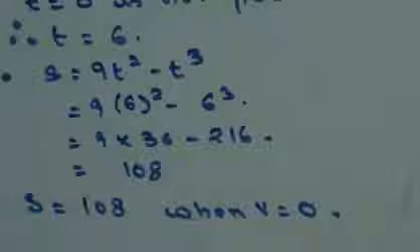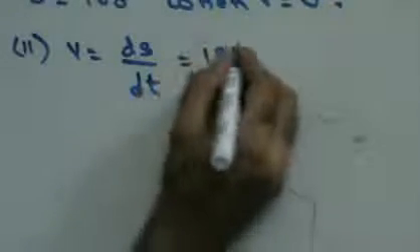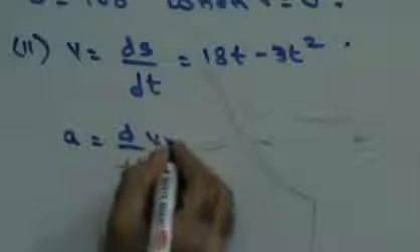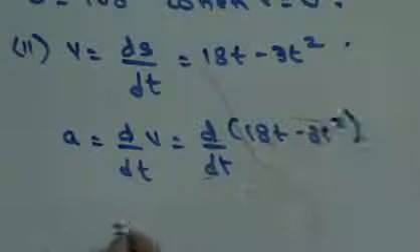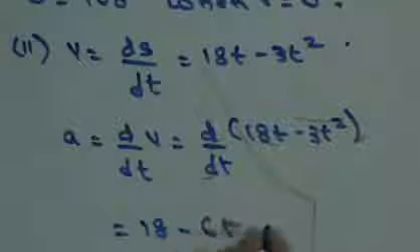Right? Once you have this, the next part of the question is find the velocity when acceleration is 0. Now, velocity is nothing but change in displacement upon time, which we have already found out as 18t minus 3t square. Now, acceleration is nothing but rate of change of velocity, rate of change of 18t minus 3t square. So acceleration is going to be nothing but 18 minus 6t.